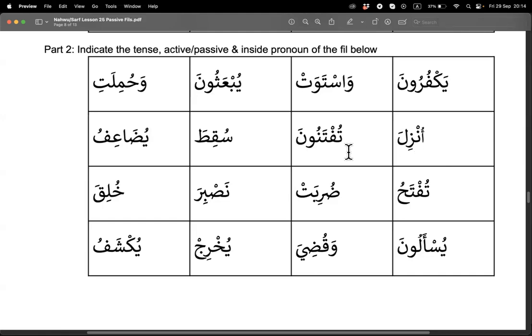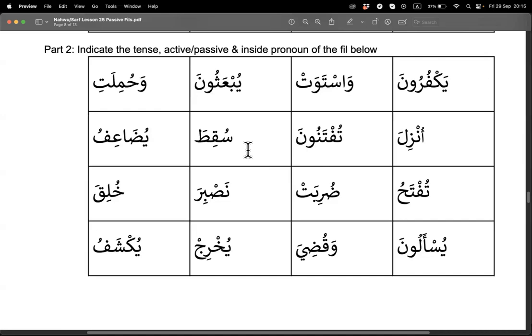Next one, tuftanuna. This one is fi'il mudari. Mudari u'a. And then I believe this one is majhul. And then the naibul fa'il, what is it? The naibul fa'il is antum. Yes, good. Next one, sukito.